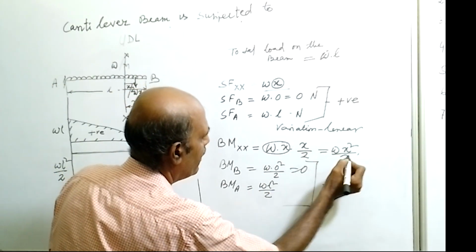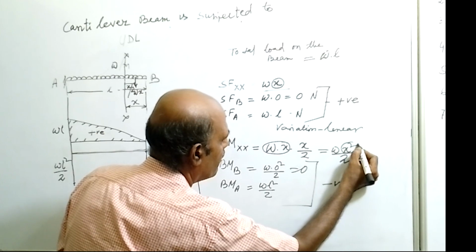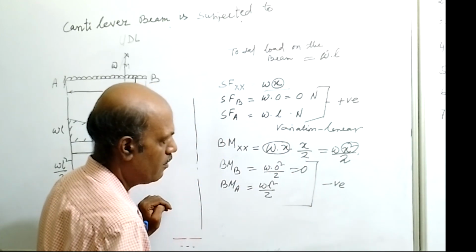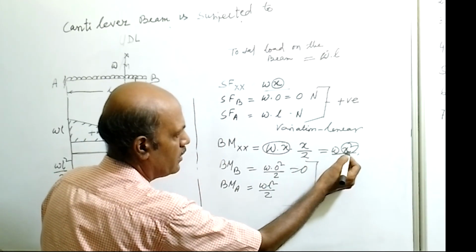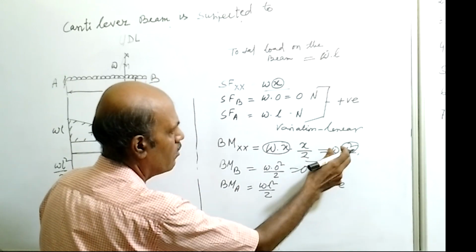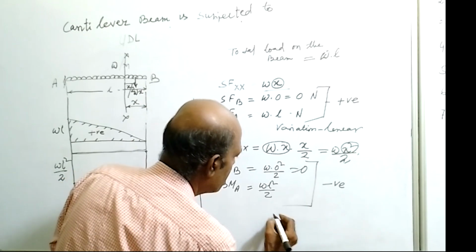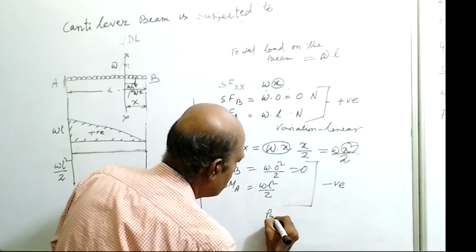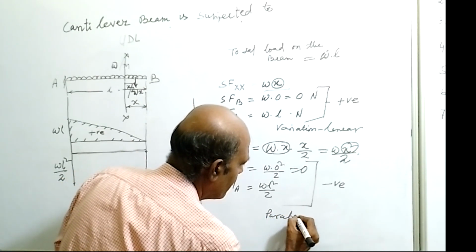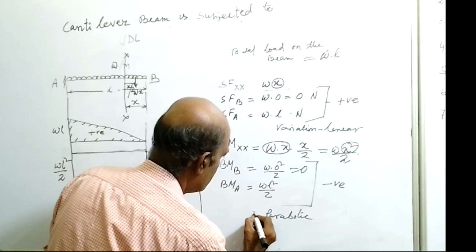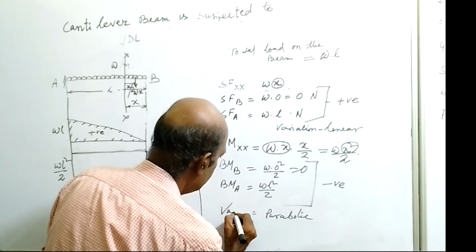And the variation of bending moment is with x square. See, x value changes, so the bending moment will vary with x square. So that means the variation is parabolic. Variation is parabolic.